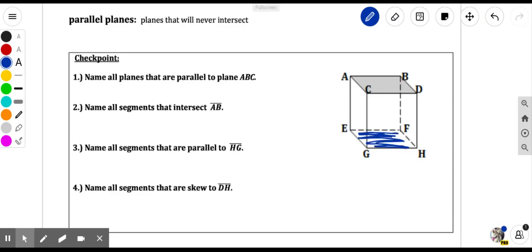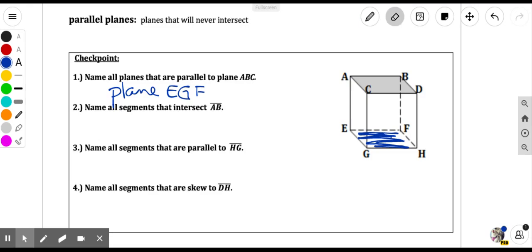So we would name that plane with 3 letters. So we could say plane EGF or EFG or HFE or HGF, any combination of those 4 points, but only 3 of them, because remember, it's only 3 points to name a plane.